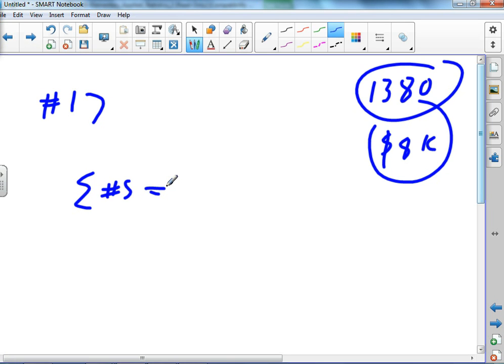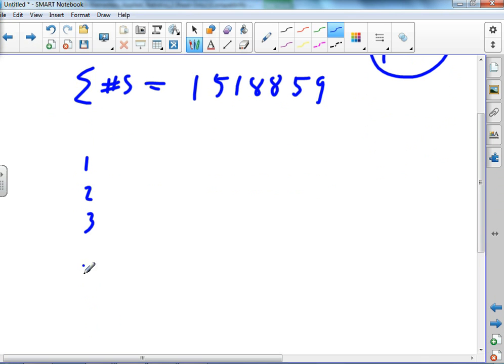721,769. 601,325. 166,736. 22,299. 6,730 equals. So I've got a total population of 1,518,859. Okay, so I've got 1, 2, 3, 4, 5, and the probability of X is what I'm going to calculate.